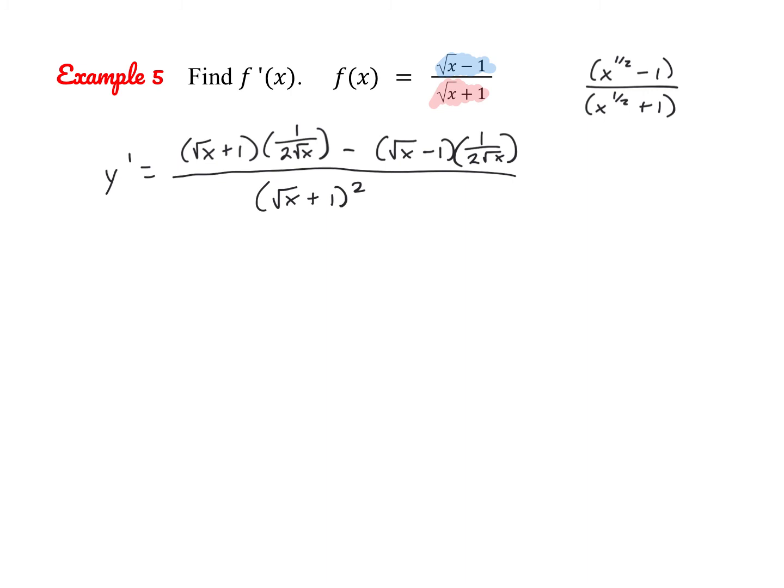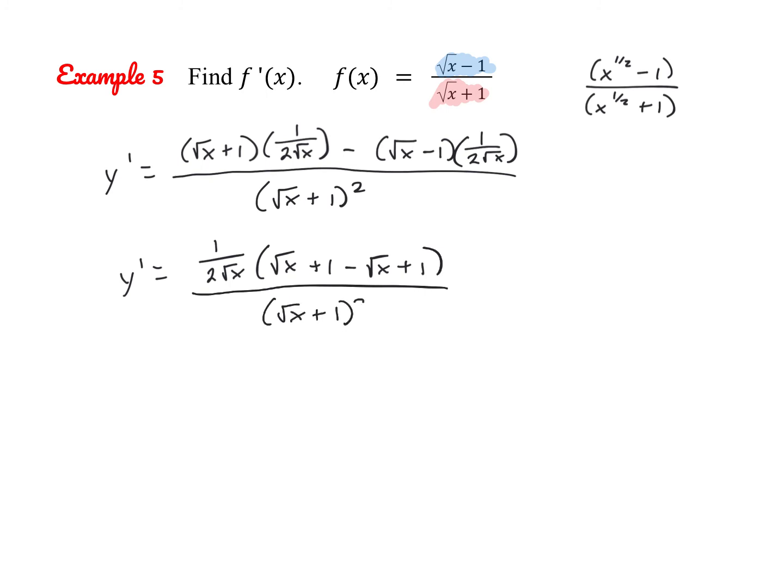Then from here, let's just try to simplify. So in our numerator, both binomials are multiplied by the same term, so we can rewrite this as 1 over 2 root x times square root of x plus 1 minus square root of x plus 1. So here I'm just distributing this negative, all over square root of x plus 1 squared. And then we can cancel these terms out.